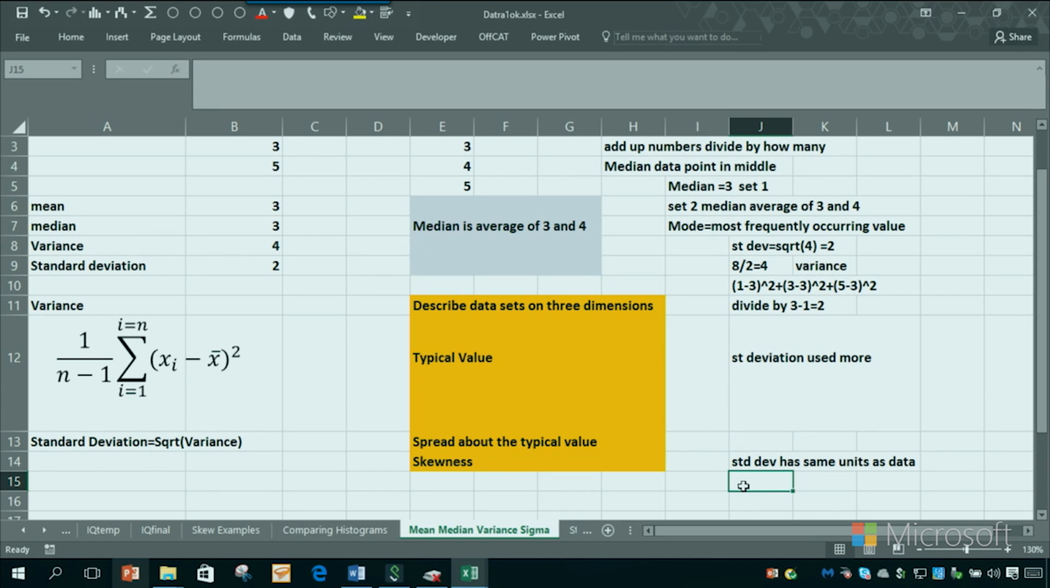Now in our next video, we're going to show you how to install the Data Analysis ToolPak add-in into Excel 2016, because we can use that to get a lot of these descriptive statistics that we use to describe a data set.